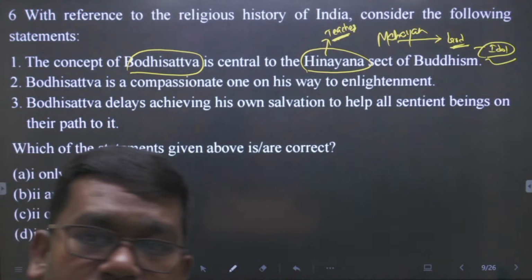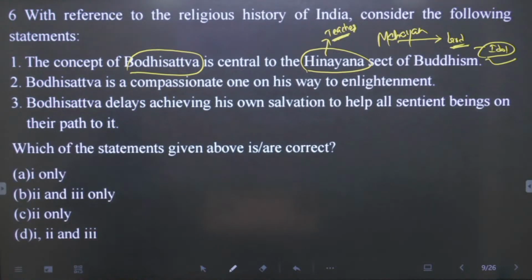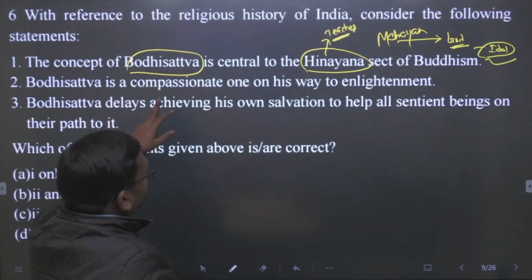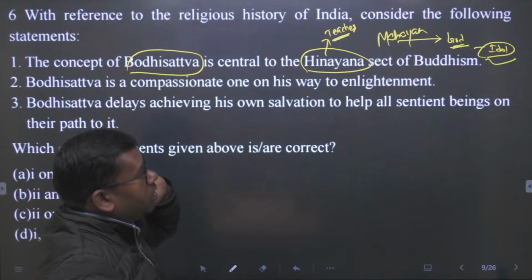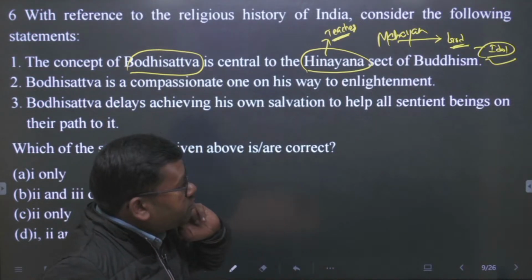So this statement will be false. Why will this statement be false? This statement will be false because the concept of Bodhisattva is central to the Mahayana sect of Buddhism, not the Hinayana. ठीक है, Mahayana होता तो ये statement true है. तो this statement is false.